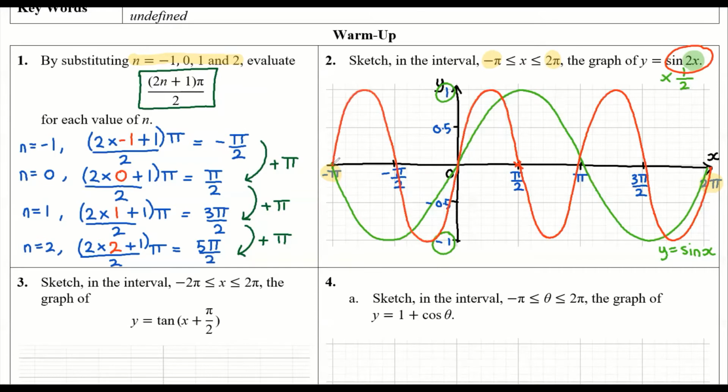Okay, so by putting the 2 inside the function, multiplying x, we double the period. So the graph repeats itself twice as frequently as sine x.